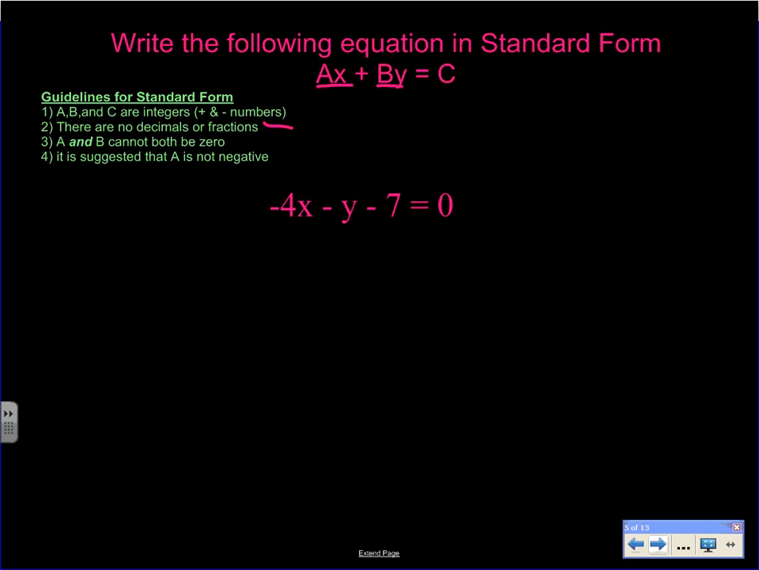ax and by, they're already on the same side of the equal sign, but c now is on the same side with them. So we need to move that -7 away from x and y to try and get it into standard form. In order to do that, if we have a -7, the opposite of subtracting 7 is adding, or a +7. However you think about it, negative and positive will cancel out. So we're left with -4x plus 1y is equal to +7.